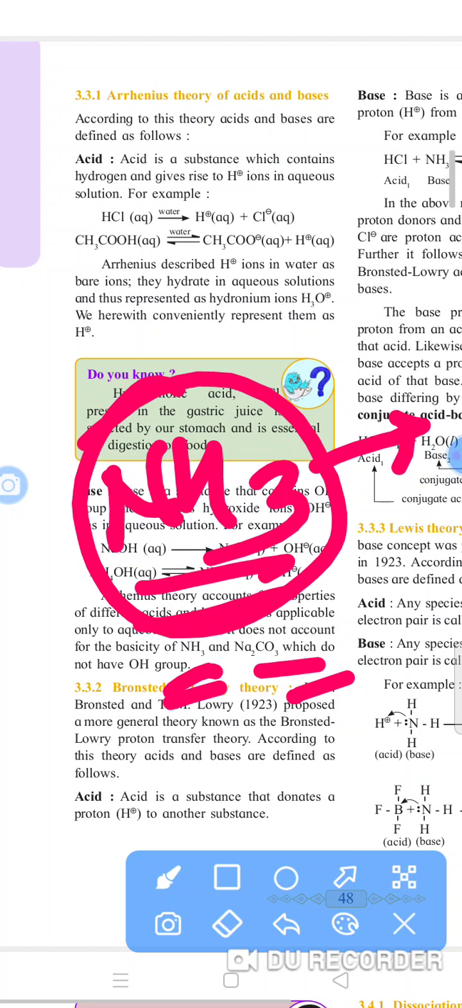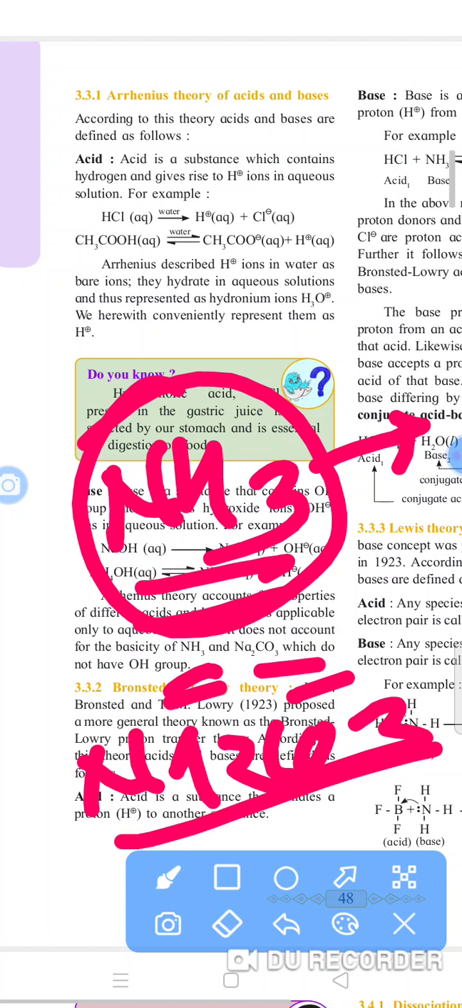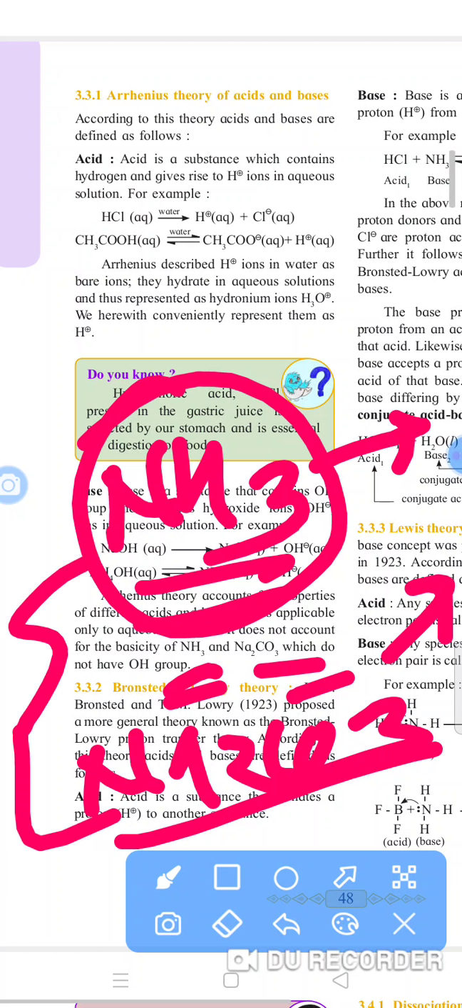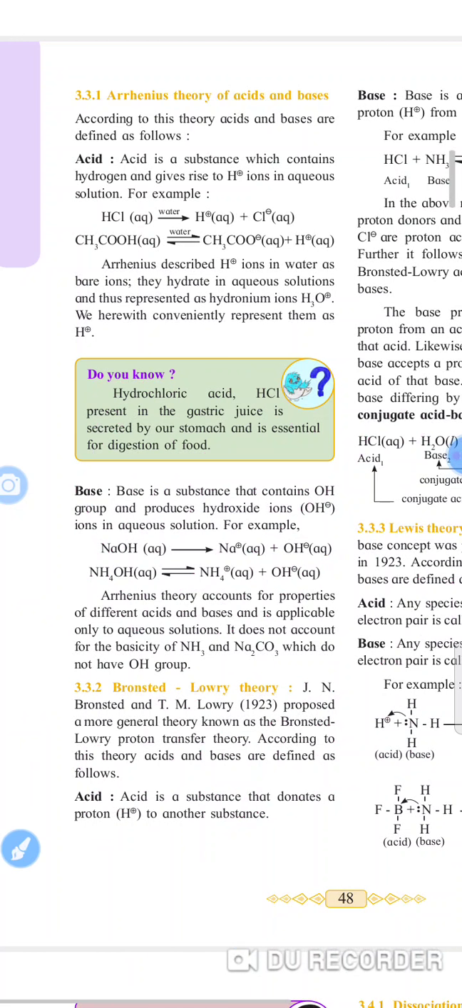Another limitation of this theory is Na2CO3. It does not have the OH group, and it does not give OH minus ions in aqueous solution either, but it is a base. So these are the limitations of this theory. I hope you understood.